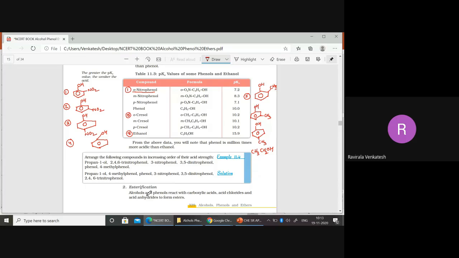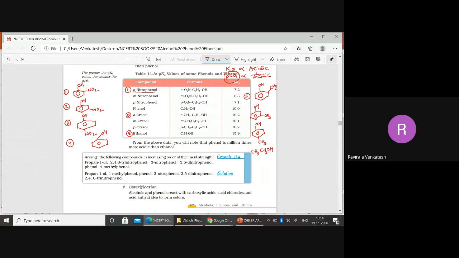So here you have to remember: Ka is directly proportional to acidic character, whereas pKa is inversely proportional to acidic character. So, higher the pKa, lower the acidic character. Correct or not, beta? Lower the pKa, higher the acidic character.